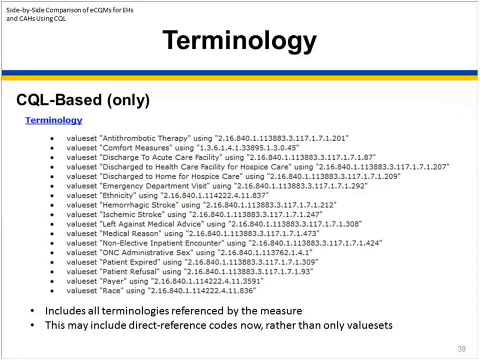So for the CQL based, there's this terminology section. So all of the value sets, whether they're referenced by an attribute or a data criteria directly, are specified here. It'll also potentially include direct reference codes rather than only value sets. And in that case, you'd see a code.